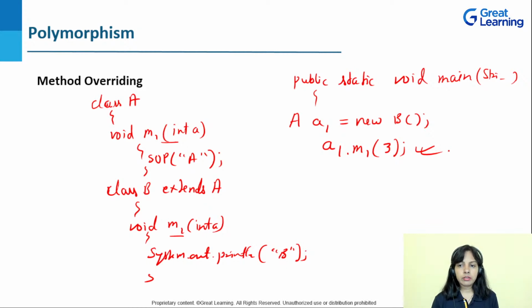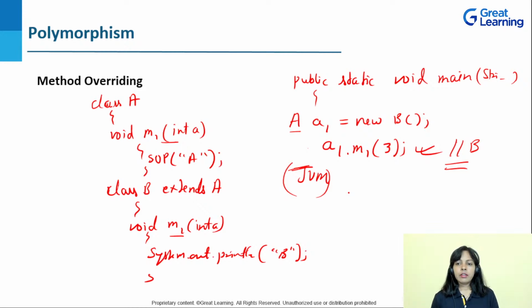In overloading, what was the case? Which method was called? The method which belonged to A class. In overriding, what will happen? Which method will be called? Class B method will be called. So it will print here B. Why? Because this part is decided by the JVM, which method of which class will be called, and this is your method overriding concept which is done at runtime, and that's why it's also called dynamic polymorphism or runtime polymorphism.